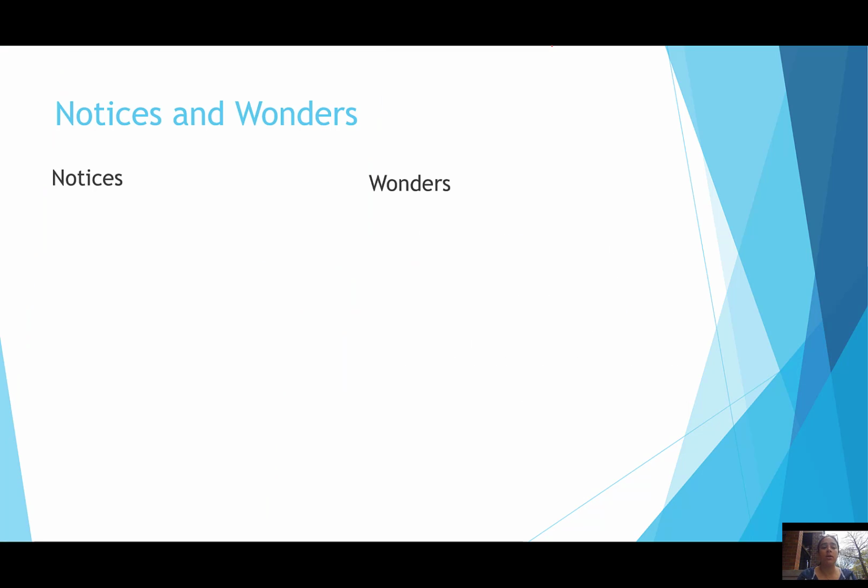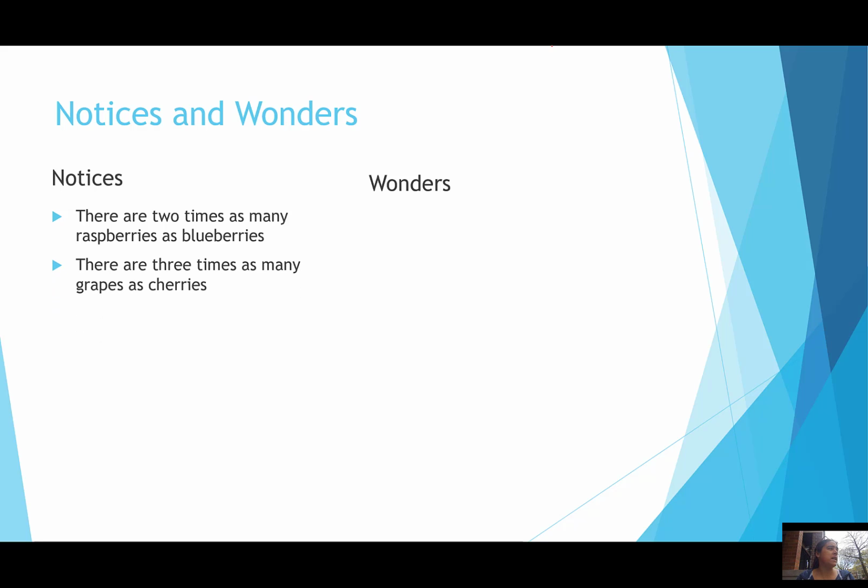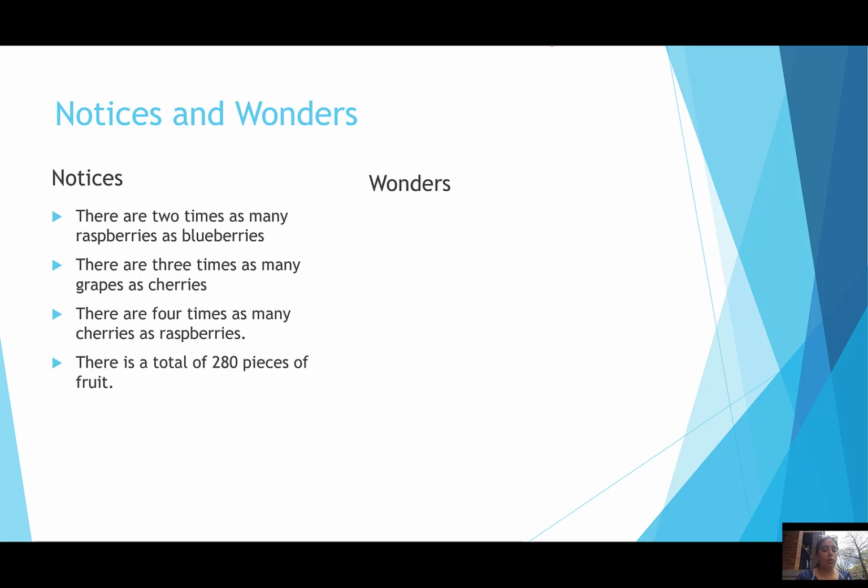Okay, here are some notices and wonders that I came up with. Let's start with notices. There are 2 times as many raspberries as blueberries. There are 3 times as many grapes as cherries. There are 4 times as many cherries as raspberries. There is a total of 280 pieces of fruit.